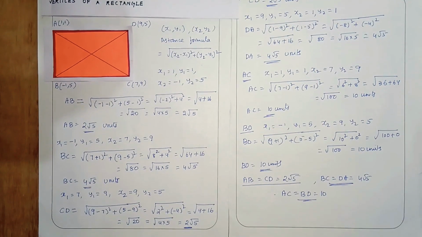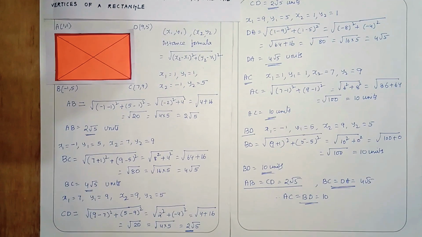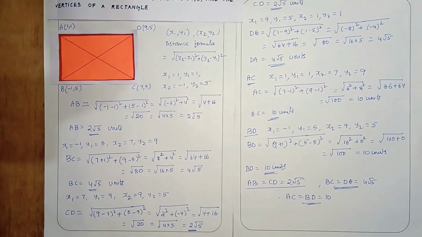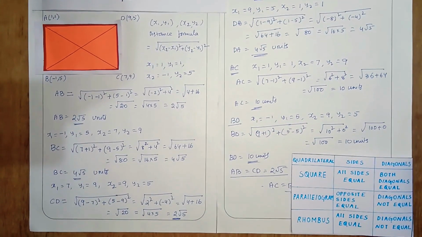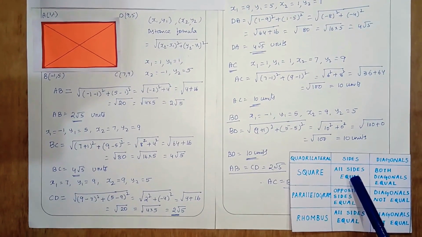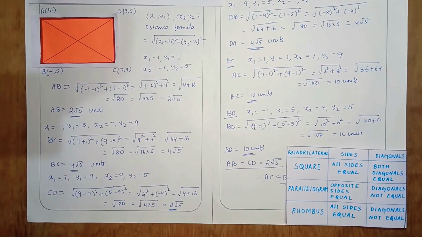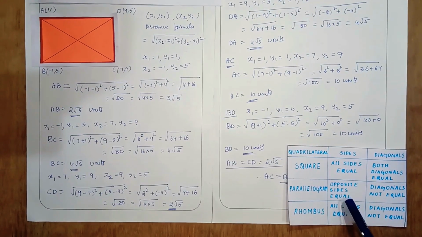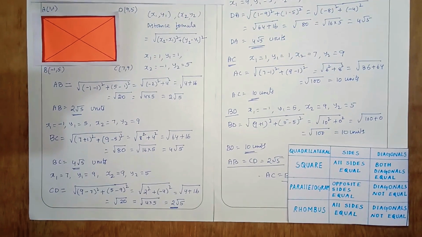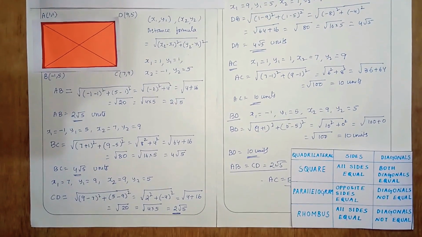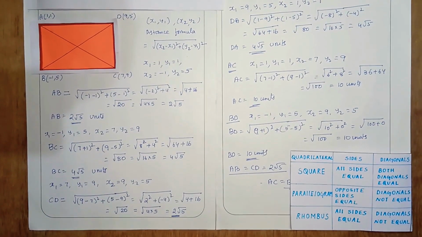Now, I am going to give a few important properties of various types of quadrilaterals. A quadrilateral whose all sides are equal and the diagonals are equal is called a square. A quadrilateral whose opposite sides are equal and both the diagonals are not equal is called a parallelogram. Finally, a quadrilateral whose all sides are equal but both diagonals are not equal is called a rhombus.